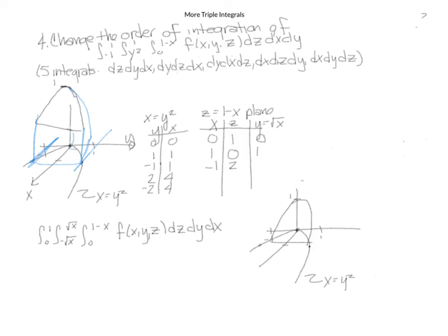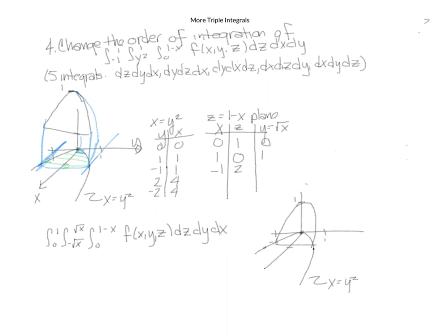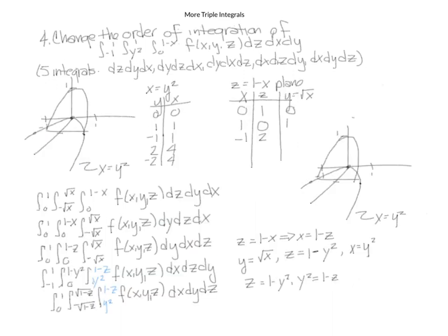For x going from 0 to 1, y is going to go from the left side of the parabola to the right side of the parabola. So you can see I'm going to get the same domain. So this is my solution when my order of integration is dz, dy, dx.